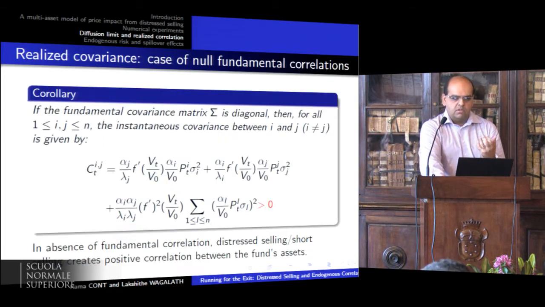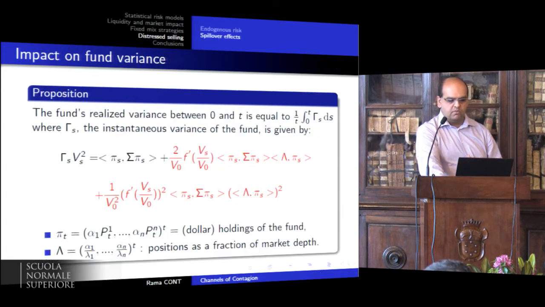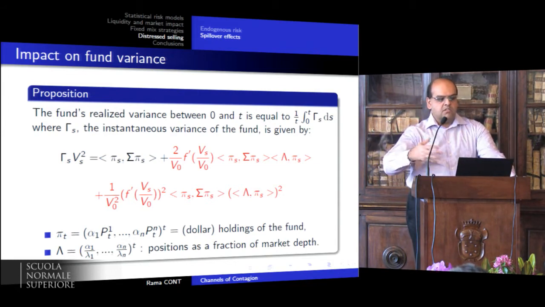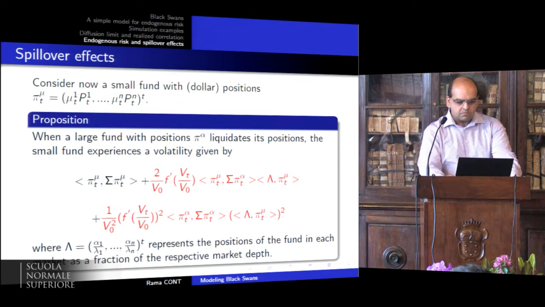So this is a very good rule of thumb, which I think can make sense for portfolio managers. And this quantity will be strictly positive even if the fundamental covariance is zero. So this is very easy to show, but I'm going to skip this. Now, this was self-impact. So if I liquidate a large position, I impact my own fund's volatility and the correlations in my own portfolio. But what about cross-impact?